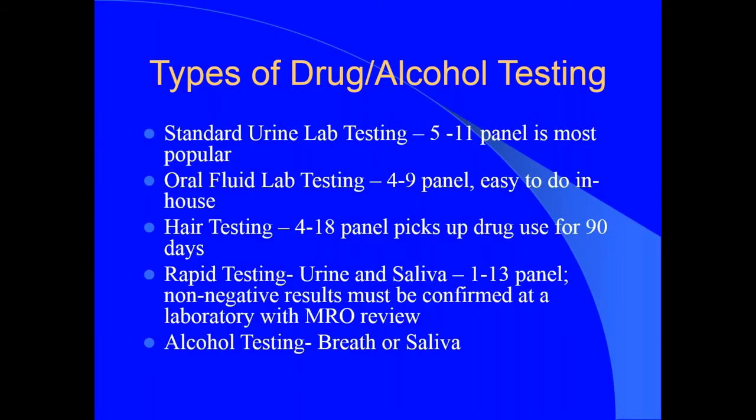Rapid testing, urine and saliva only, you can go with a 1 to 13 panel. Your negative results, you can do these in-house. You get your results immediately. Non-negatives, with most of the state drug-free workplace laws, have to be confirmed at a laboratory with MRO review. So you would want to keep that in mind. Alcohol testing, you want to do breath or saliva. Blood testing is not typically available for workplace testing. So these are things that you would want to explore in developing your program.